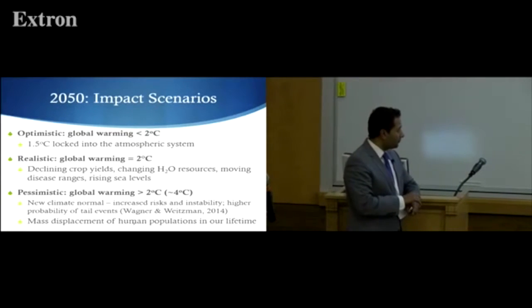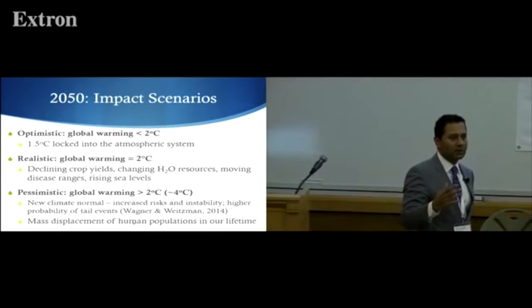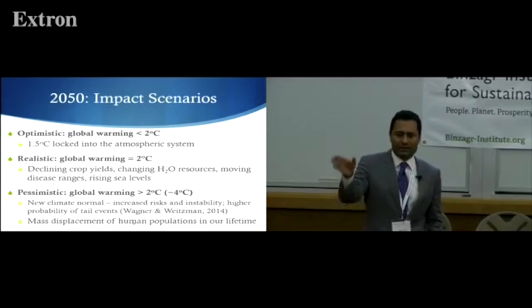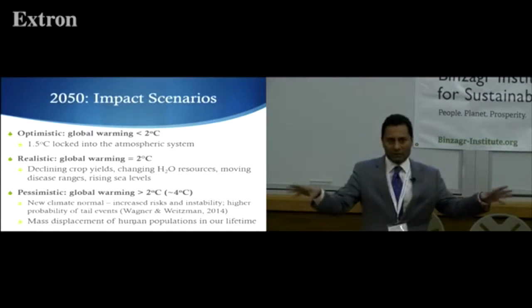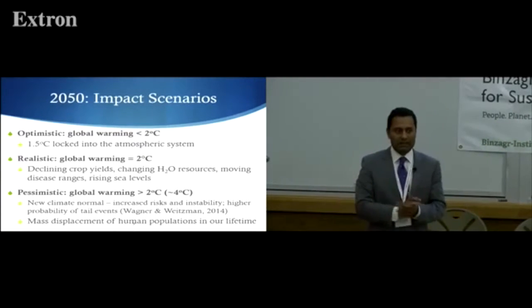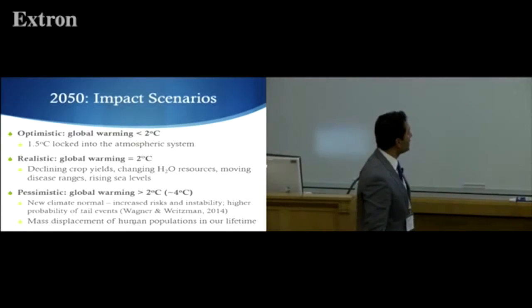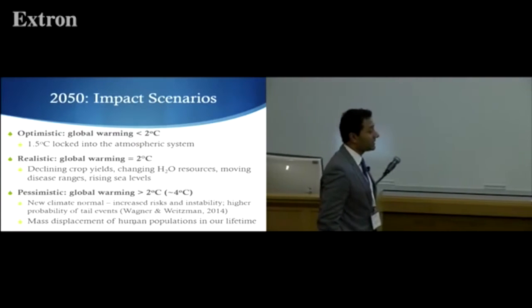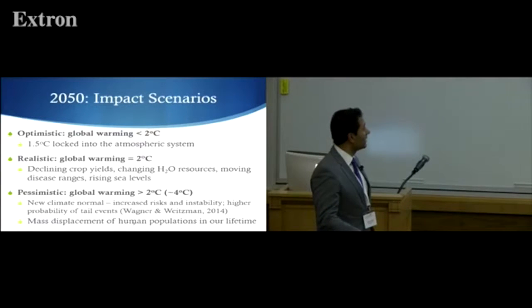What does that mean? What they're saying is that everybody here is familiar with tail events, events in the tails of a normal distribution that are unlikely, with a low probability. If we get into that range, the probability of these catastrophic tail events is going to rise. And we don't know what that is going to bring about.